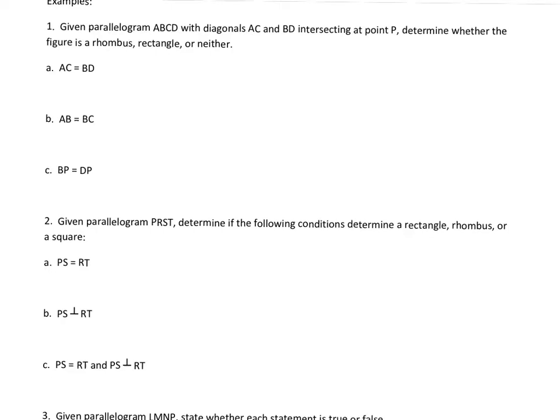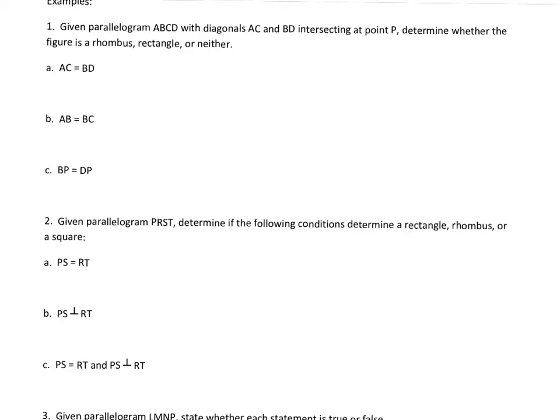Here we have some examples where we're given some parallelograms and then it tells us certain properties to be true. We need to then conclude what sort of more specific parallelogram we have. So we're using what we learned about proving parallelograms, proving rectangles, and proving a rhombus from the previous page, and we're applying it to some of these examples.